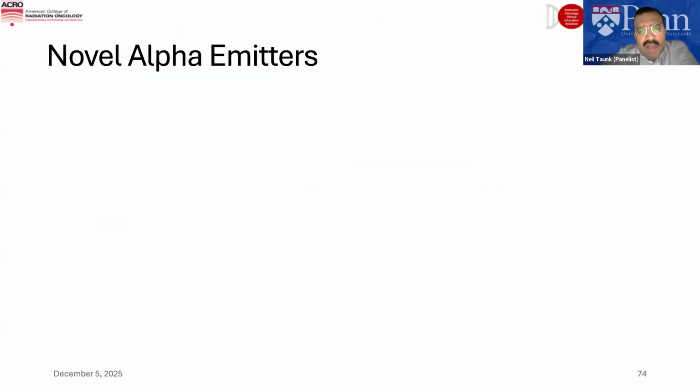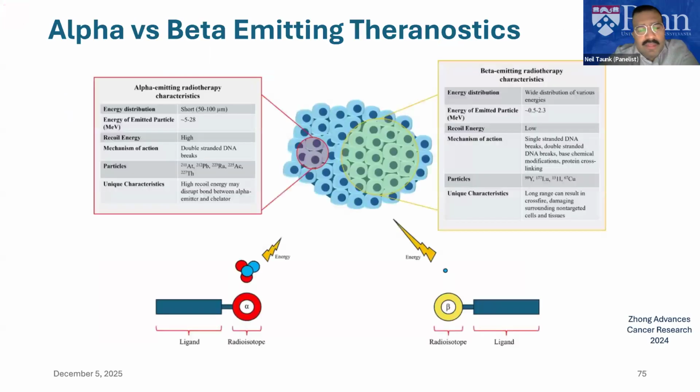We'll go to novel alpha emitters next. Next. So there's the differences between beta emitters and alpha emitters. Beta emitters have a wide distribution of energies, low recoil energy, causing single strand breaks. Key particles include lutetium, iodine-131, and copper-67. And they have a relatively long range across multiple cell lengths. So they can irradiate both target as well as nearby cellular tissue, nearby cancer tissues.